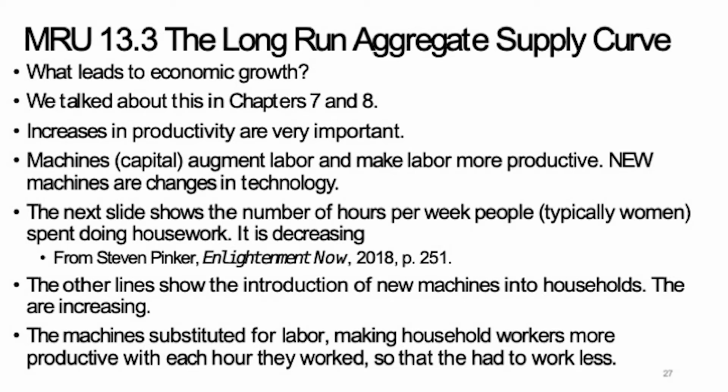The next slide is going to show us the number of hours per week typically women spent doing housework. It is decreasing. You can find this in Steven Pinker's book, Enlightenment Now. The other lines show the introduction of new machines into households. They are increasing. The machines are substitutes for labor, making household workers more productive with every hour they work so that they had to work less.